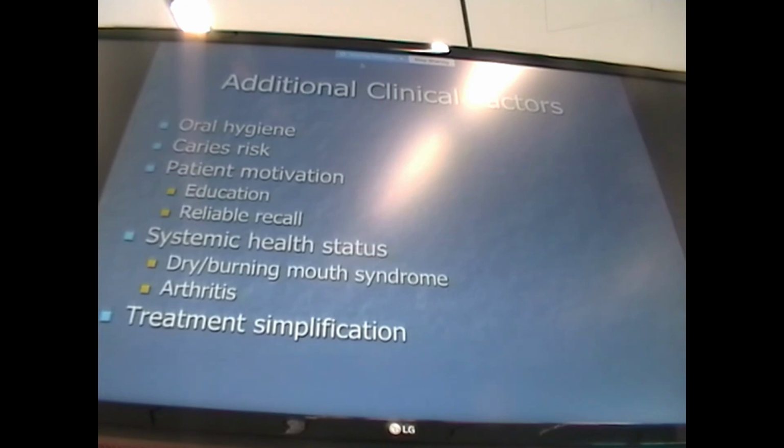So, additional clinical factors, oral hygiene. What is your patient's oral hygiene? Do they know which end of the toothbrush goes in your mouth? Caries risk, really, really important. What is the caries risk on your patient? If you have a patient that's drinking 6 cans of Diet Coke a day, they're going to have decay. There's nothing you're going to do to prevent that decay. Acid drinks are the biggest bugaboo you're going to be facing.